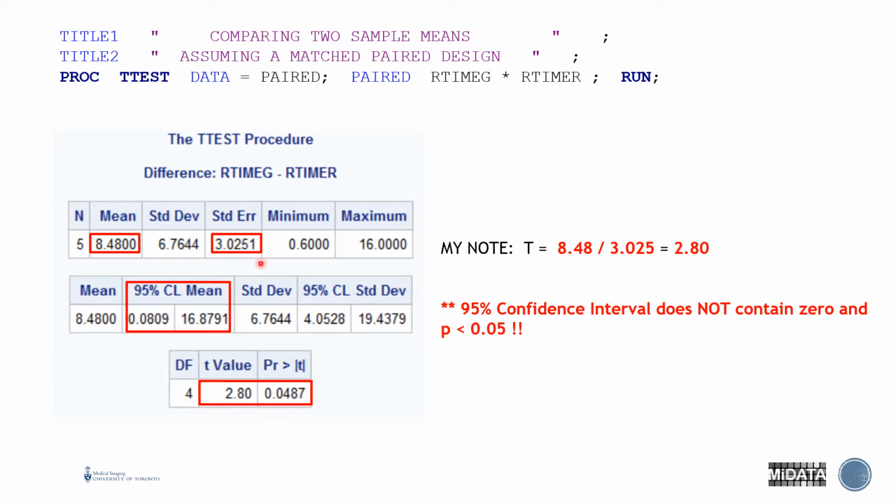And here, just to confirm our equations on the t-value, remember the t-value is going to be the difference divided by the standard error, and this is equal to 2.8. If we look down here for the t-value, there it is, 2.8.